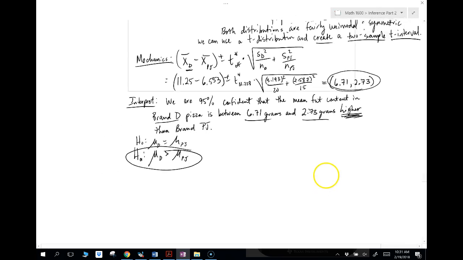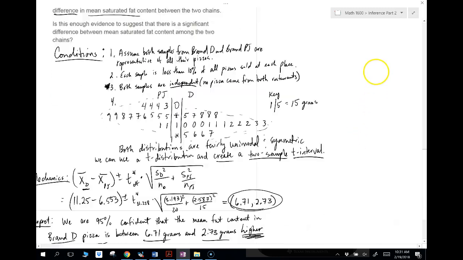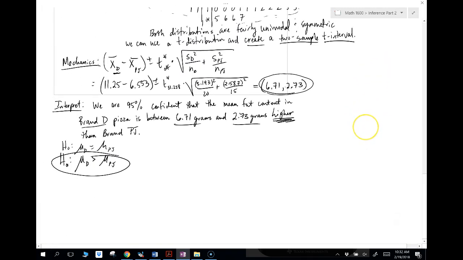So what I've shown you today is how to find the conditions for independent samples, how to calculate your confidence interval, and how to interpret your confidence interval. Remember, you're gonna need a calculator to do this because the degrees of freedom aren't found just through algebra, or even just n-1 or n-2. That doesn't work for these. You're gonna have to use a calculator.